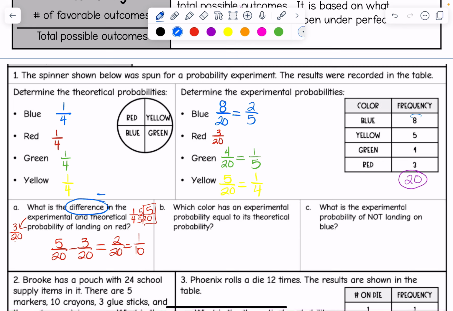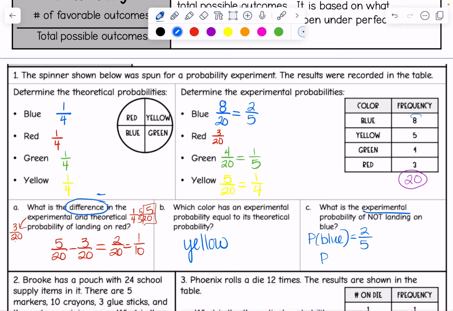So I can look at these probabilities and compare. Yellow has a probability of 1/4 in both of those categories. And what's the experimental probability of not landing on blue? So the probability of landing on blue, experimental probability, what actually happened, was 2/5.